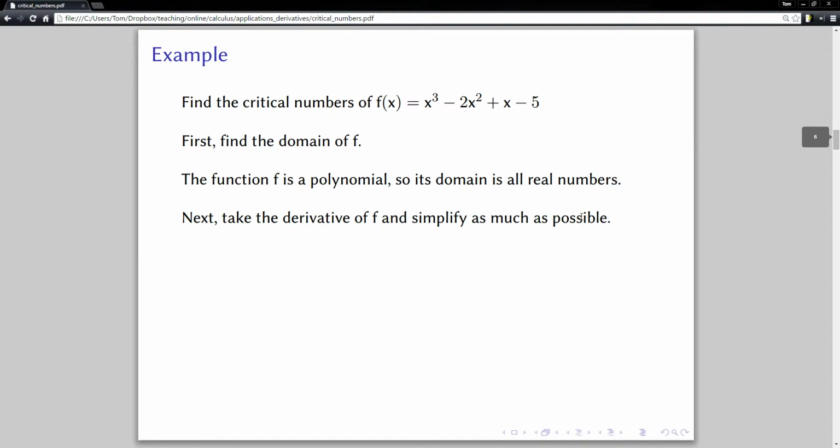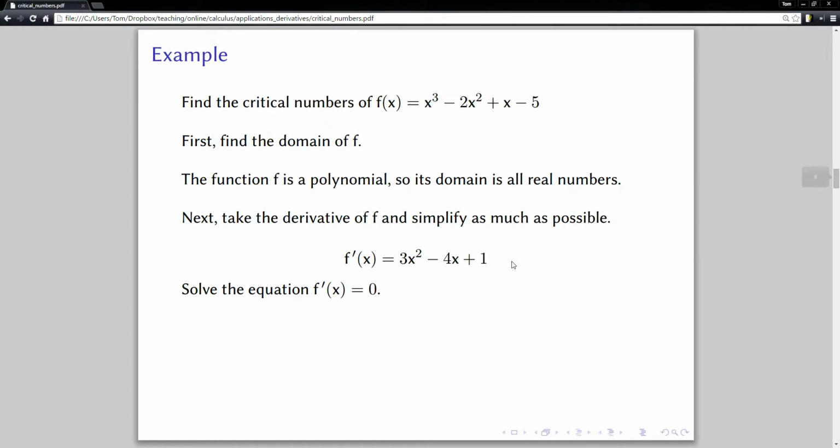Next up, now that we know what the domain of f is, we want to take the derivative of f and simplify as much as you possibly can. Here, taking the derivative is easy. It's just a polynomial, so we just use the power rule, and we get 3x squared minus 4x plus 1 as the derivative here.